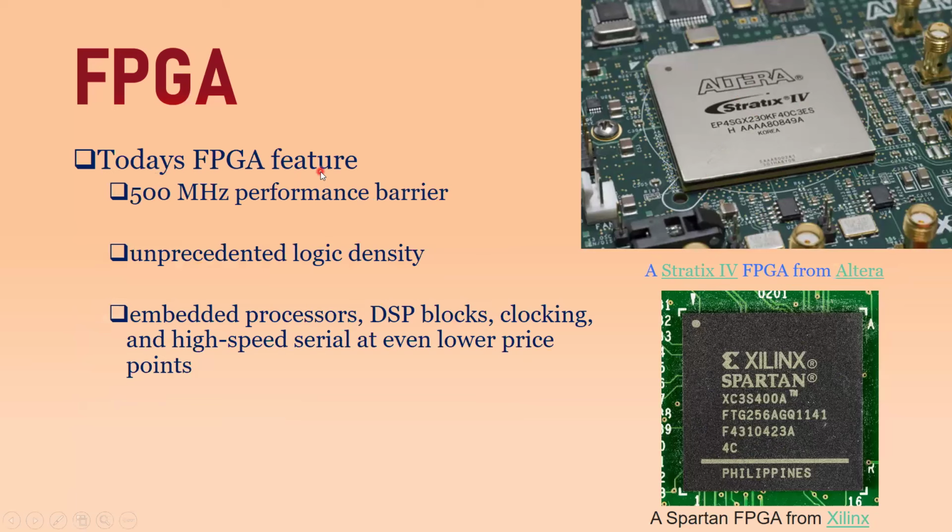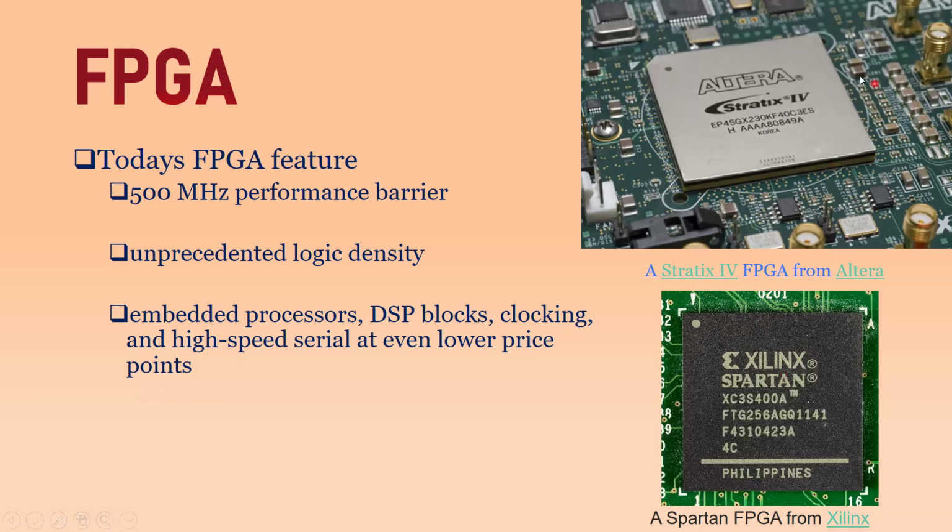Okay, so if we move forward, today's FPGAs have a lot of features in the market. We are in 2024, and you will find that FPGAs are available with a clock frequency of 500 megahertz, which crosses the performance barrier. Easily, you can find those very fast FPGAs in the market. You also have unprecedented logic density. It means in this IC, you have millions and millions of logic gates, which you can use to configure any logic functionality, any Boolean expression, or even a complete SoC, system on chip, for your target application. Those are the powerful features of today's FPGAs.